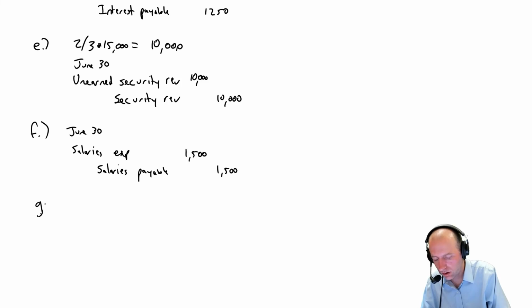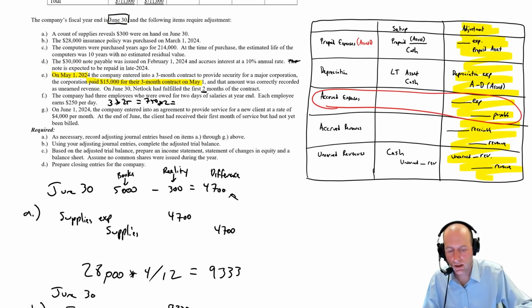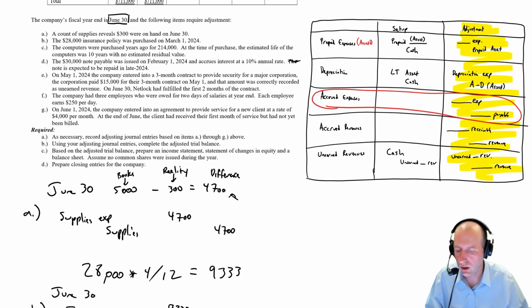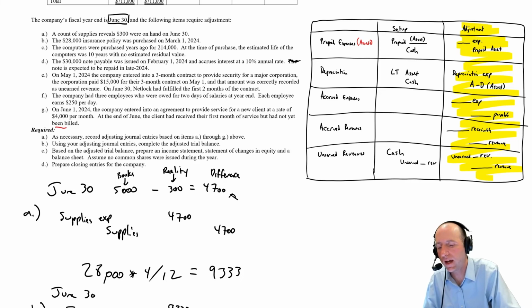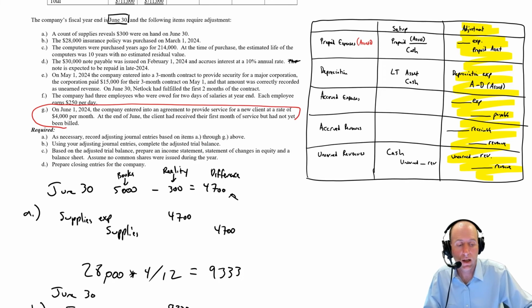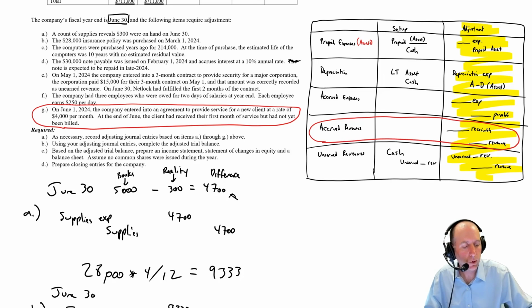On to G. G says, on June 1st, 2024, the company entered into an agreement to provide service for a new client at a rate of $4,000 a month. At the end of June, the client had received their first month of service but had not yet been billed. Okay, so we've done work for which we haven't been paid and we haven't even billed it yet. This is a great example of an accrued revenue. It's revenue building up because I'm doing work, but for which I haven't been paid.